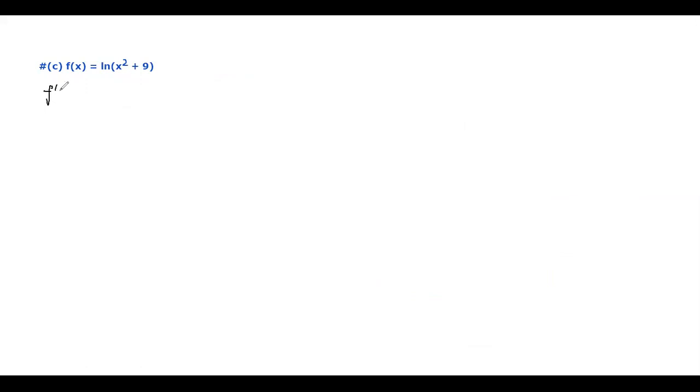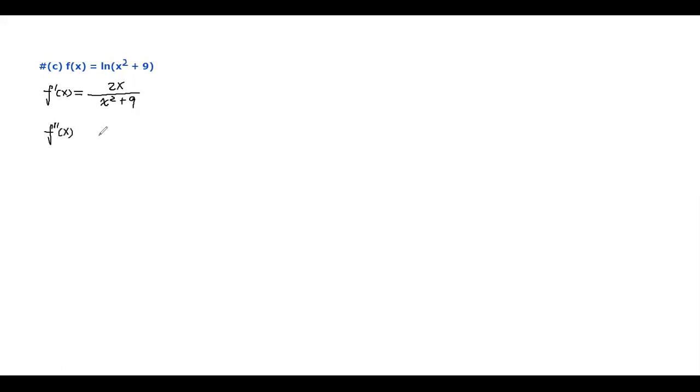So first one, let's take a look at f prime x. So natural log, everybody still remember? Okay, so natural log will be x squared plus 9. Then don't forget what? Chain rule, right? Chain rule. Okay, now let's take a look at f double prime x here.